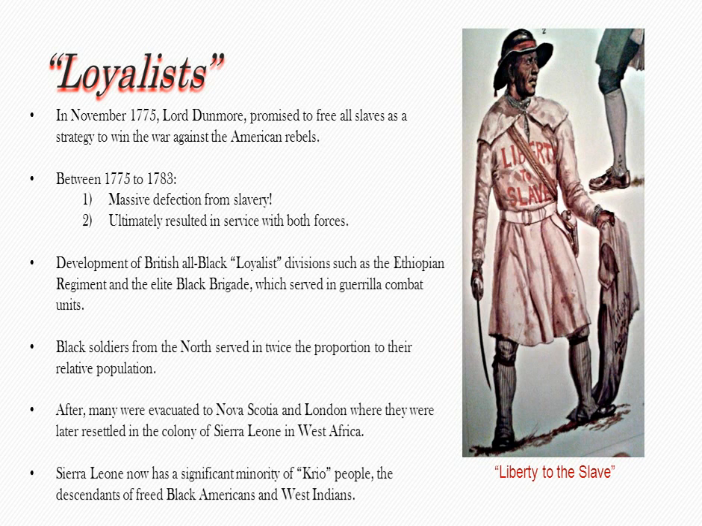Black soldiers from the North served in twice the proportion to their relative population. And after, many were evacuated to Nova Scotia and London, where they were later resettled into the colony of Sierra Leone in West Africa. Sierra Leone now has a significant minority population of Creole people, who are the descendants of freed Black Americans and West Indians.